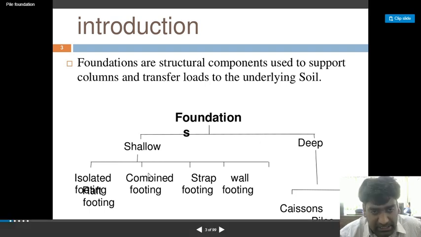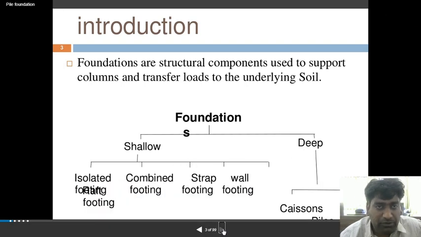Once again I am discussing that foundations are broadly classified into two types: shallow foundation and deep foundation. Shallow foundations are further classified into isolated footing, combined footing, strap footing and wall footing. And deep foundations are classified into caissons, piles, sheet piles and pier footings.